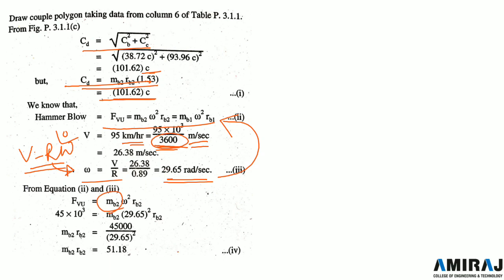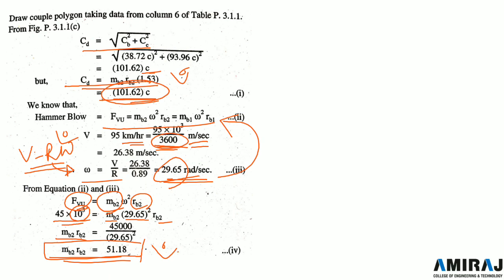MB2 is unknown, we don't know the value of MB2. RB2 is also unknown, so we will combine both terms and put over here. FV we know was given in kilonewton, so multiply by 10³ to get Newton. Then omega we have found over here, so we can find ultimately the MB2 into RB2. Now next thing we have to do, we have to compare this with this equation.